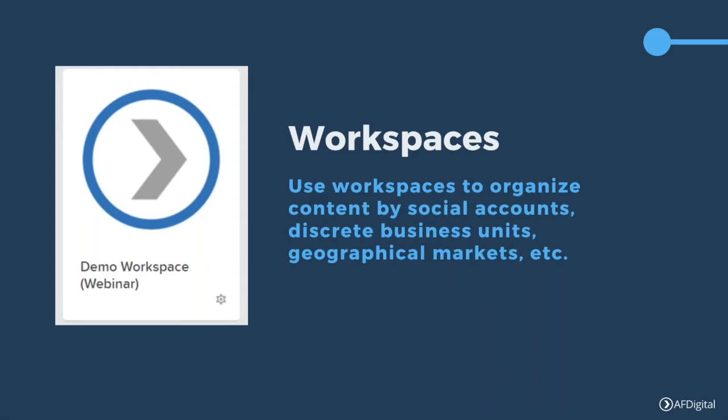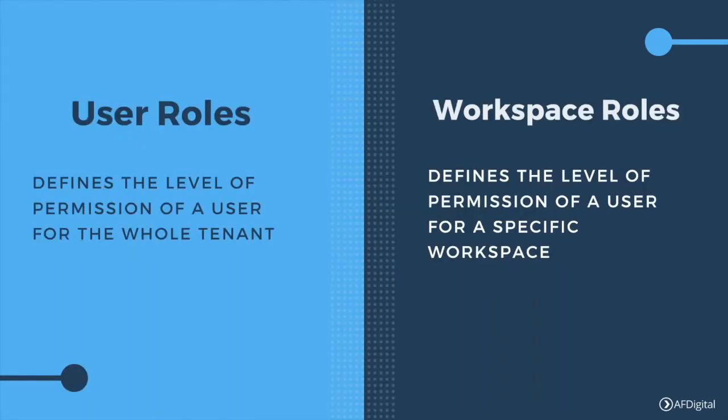But if you want to structure it in a way that it mimics, let's say, geographical business units that you might have. Let's say, for example, AF Digital Philippines and then AF Digital Australia. You can have two workspaces. You can add all the accounts for the Philippines on the Philippine workspace and all the accounts for Australia on the Australia workspace. So how you want to design how each social accounts, topic profiles, and users are grouped is entirely up to how you want it to be. It's completely customizable.